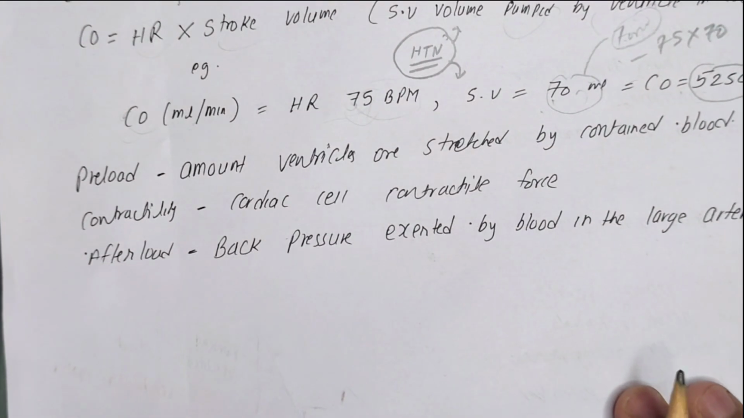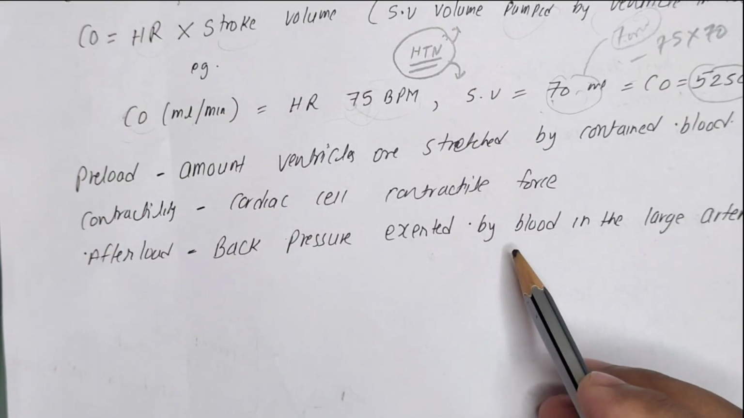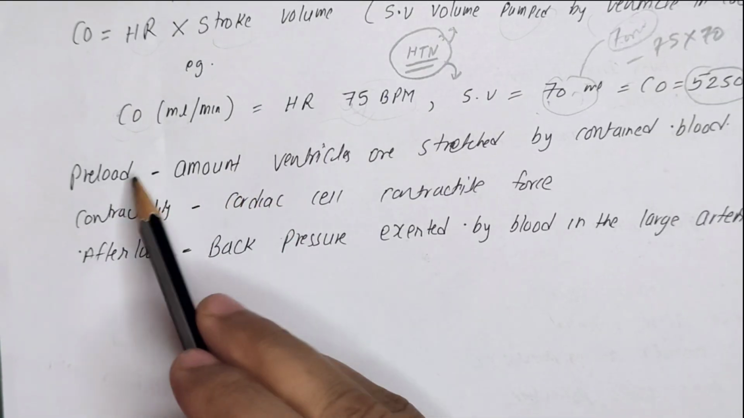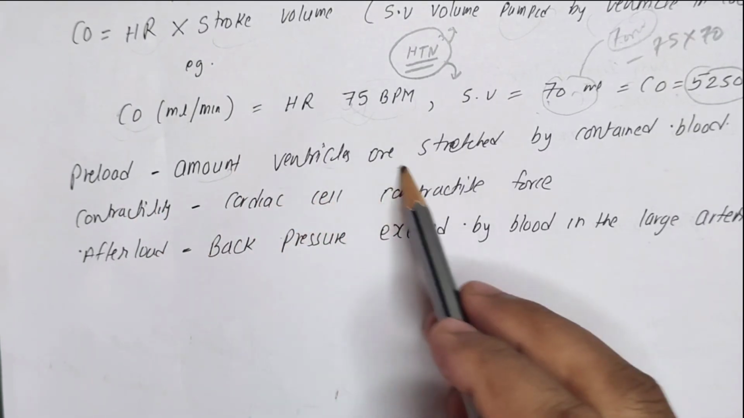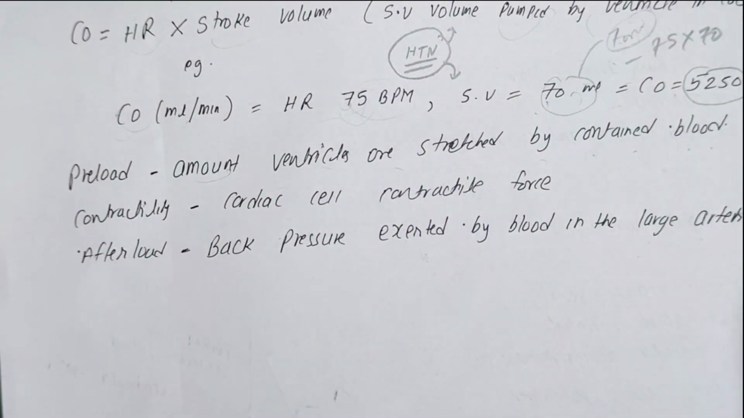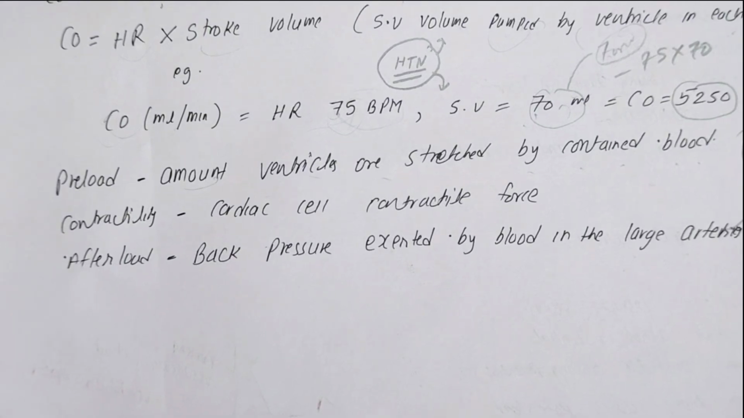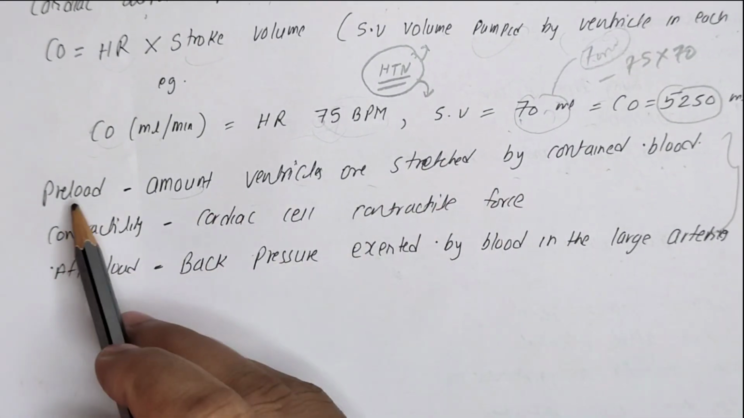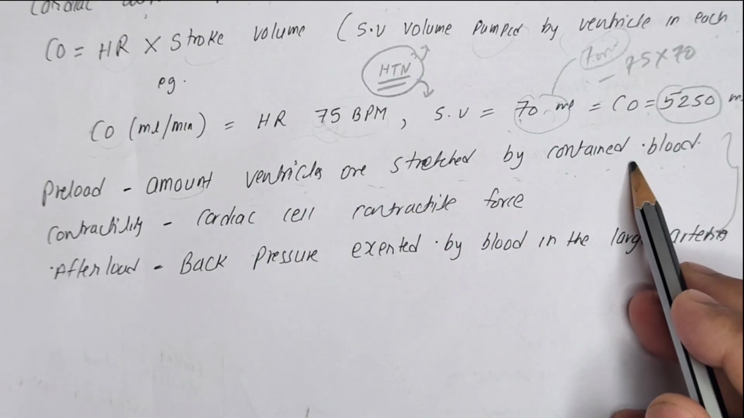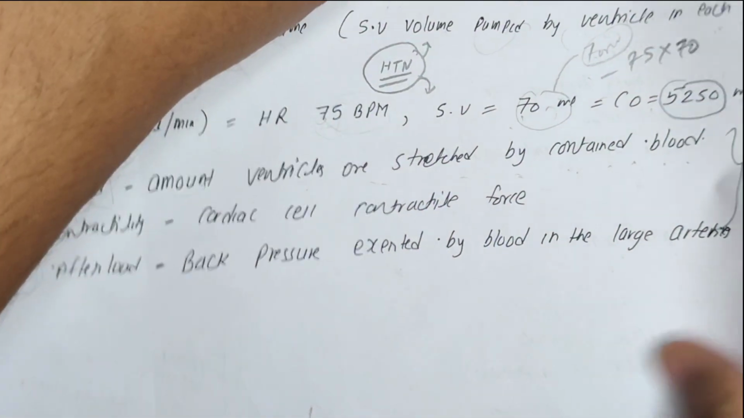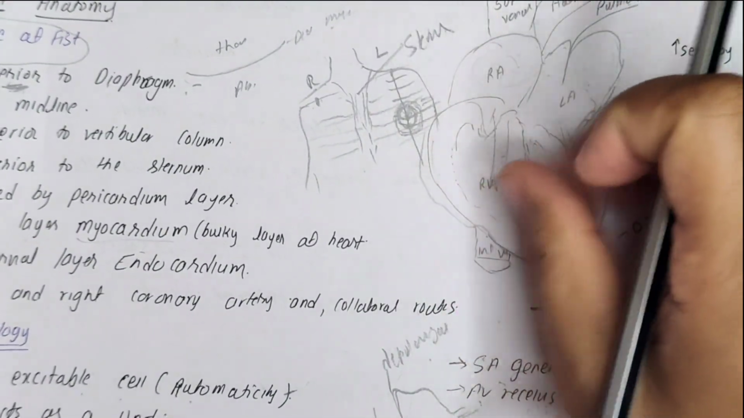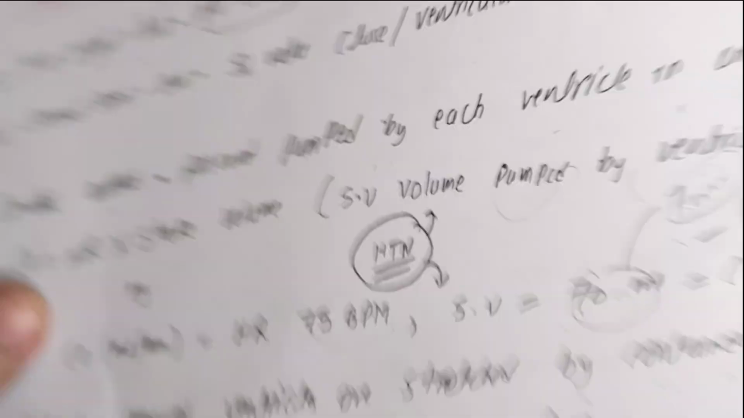Now there is another important concept called preload, which will be very useful in congestive cardiac failure. So what does preload mean? The amount the ventricles are stressed by the contained blood. This concept will be very useful in congestive cardiac failure, which is another topic of our discussion in the cardiovascular system. So it's very important to understand what preload is. The amount ventricles are stressed by contained blood, right? These are the ventricles. If there is blood in this ventricle, it will exert some pressure, right? So that stretching pressure is known as preload.